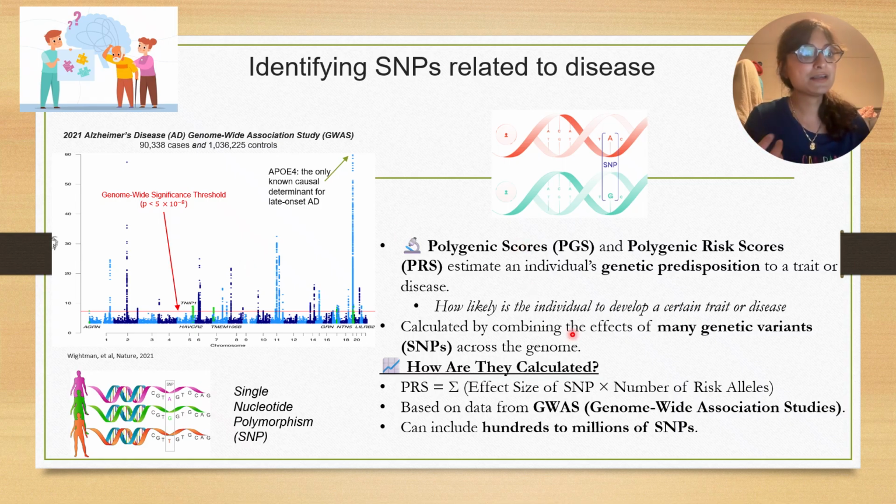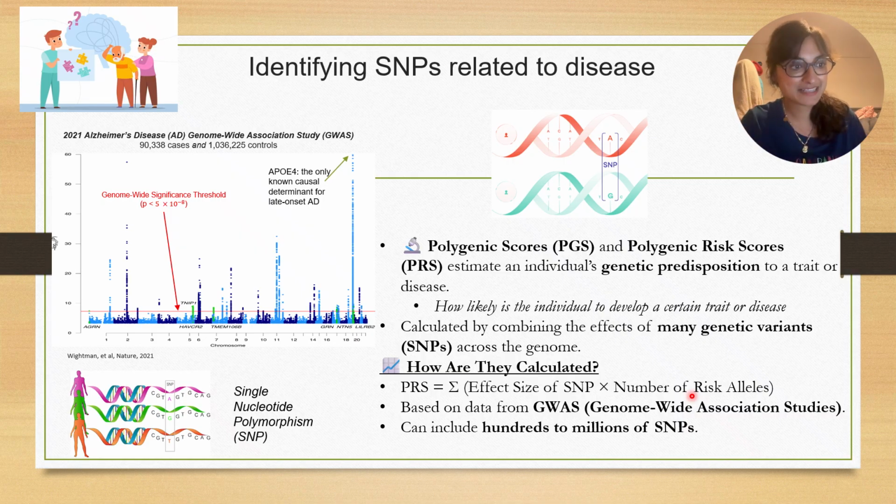And it's calculated by combining the effect of many genetic variants like SNPs across the genome, across all the chromosomes in our cells. So how is it calculated for the polygenic risk score? We have the effect size of a SNP and then the number of risk alleles. So for each SNP version that you have, what is its effect size on the disease or the trait? In this case, the disease, because it's a PRS, but same thing for a polygenic score. So the effect size is multiplied by the number of risk alleles, the number of alleles that you have that are of the risk allele.